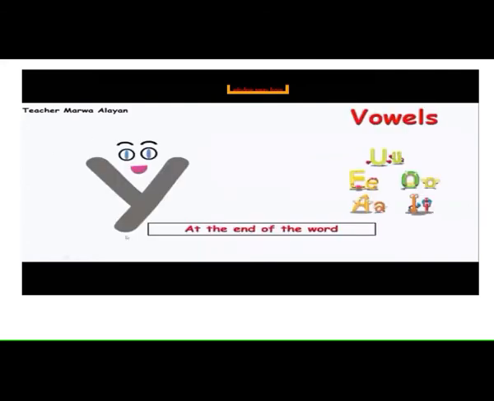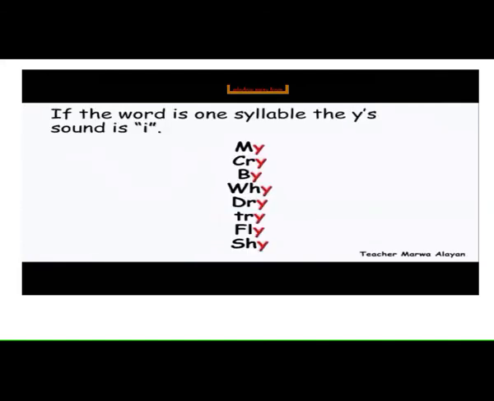The Y is a vowel when it comes at the end of the word, and it has two sounds, E or I. If the word is one syllable, the Y sound is I. For example, my, cry, buy, why, dry, try, fly, shy. Again, if the word is one syllable, the Y sound is I.